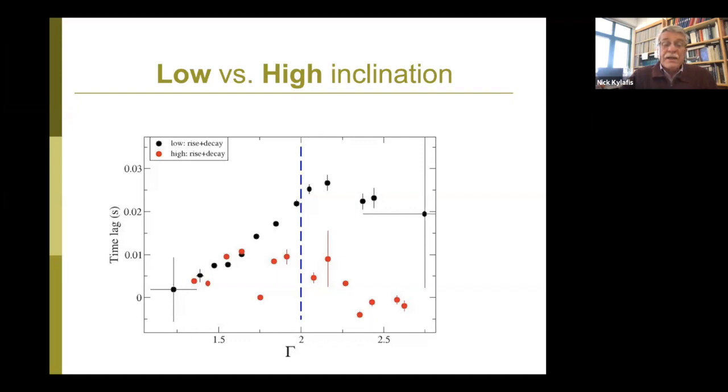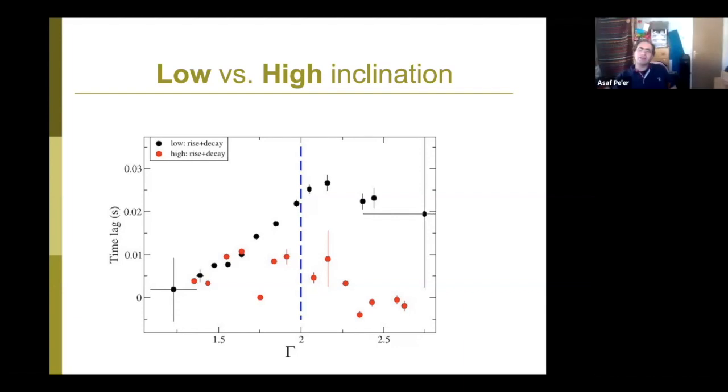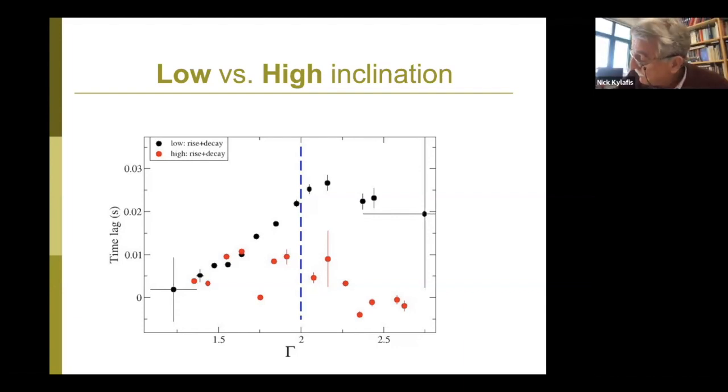What's your definition of low versus high inclinations here? Say it again. What is your definition of low inclination? Okay. Inclination above 60, you call it high, and inclination below 30, you call it low. Something like that. Pablo, am I correct?